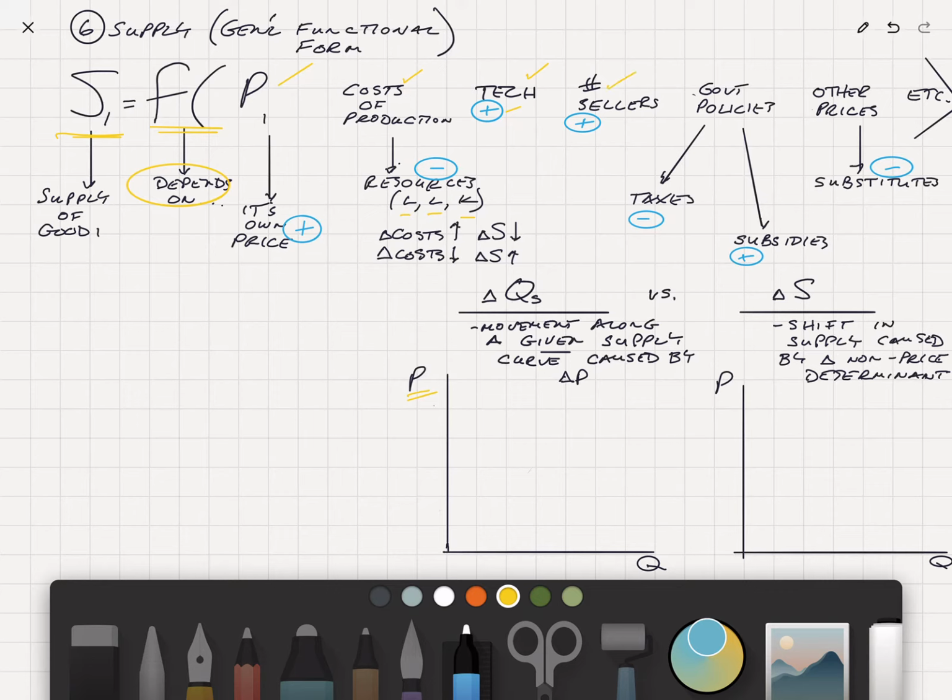Now we're going to talk about government policies. Government policies can be two types. There could be taxes. I have a negative relationship on taxes. What does that mean? It says this: if you have a change in taxes up, you're going to have a change in supply down, and vice versa. If you have a change in taxes down, you're going to have a change in supply up. They're moving in opposite directions. The tax is an additional cost to businesses.